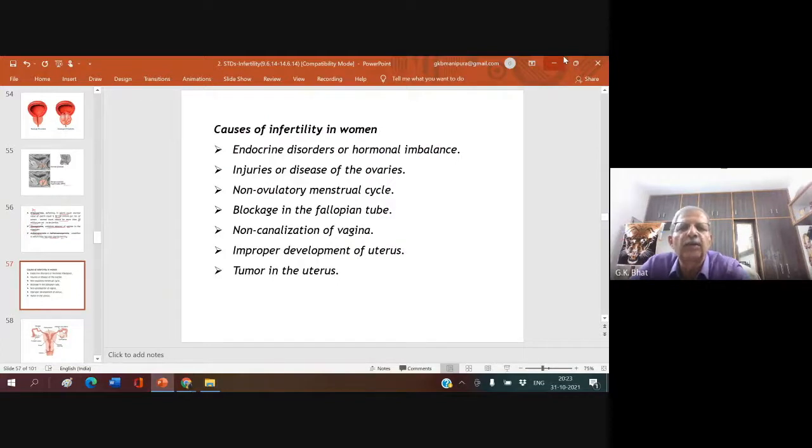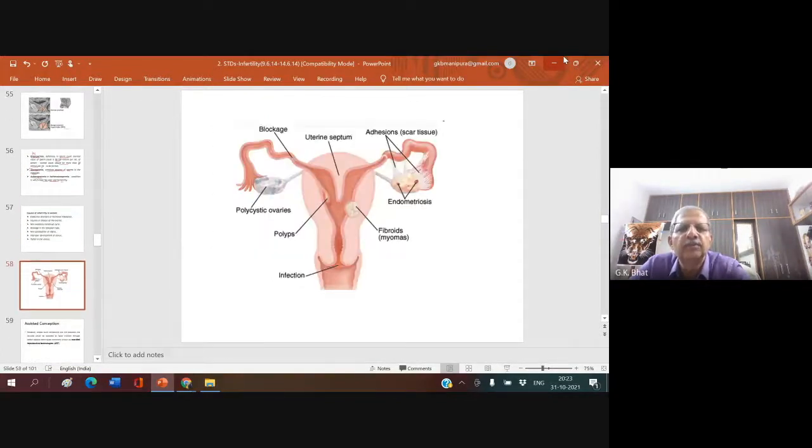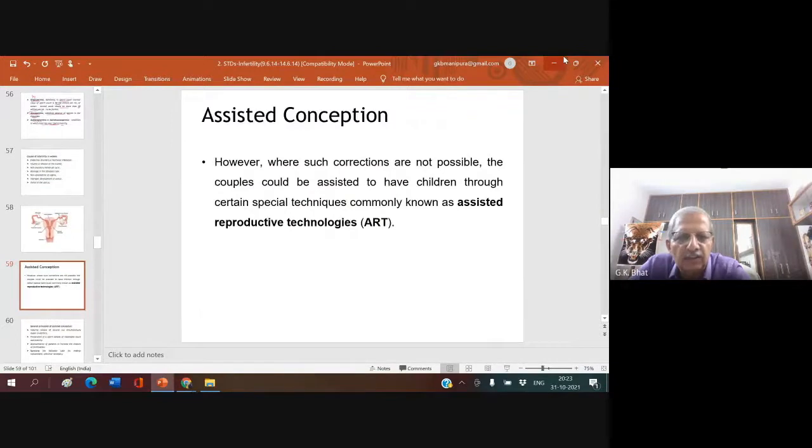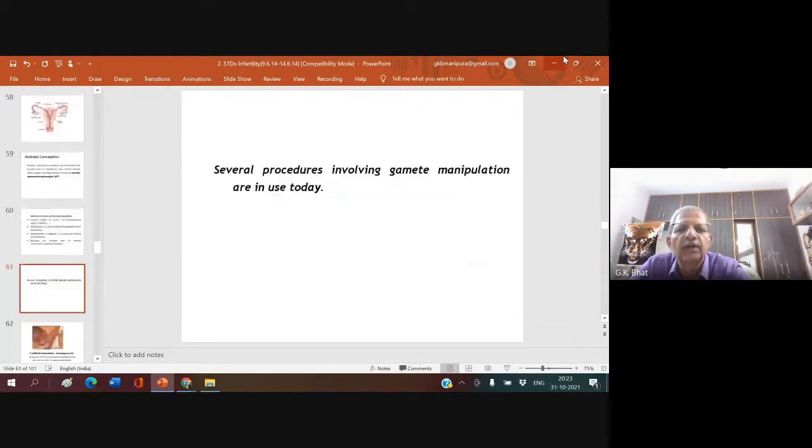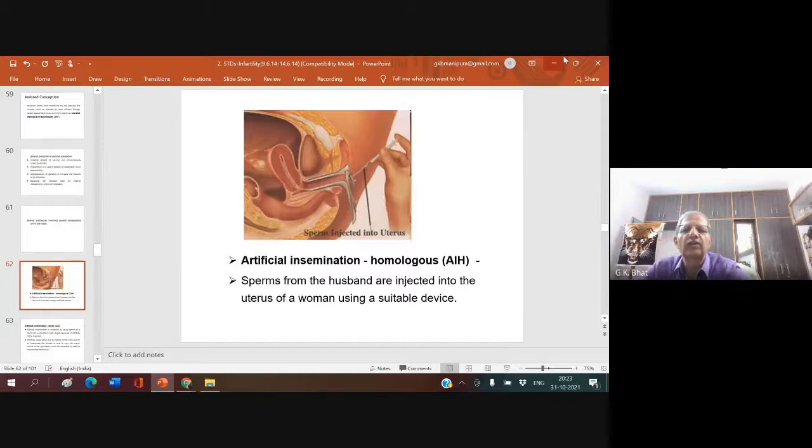So, causes of infertility in women, there are many. Okay. Assisted conception, I have already told you about that. Whenever a man cannot get his penis erected, his sperm can be introduced using a gadget called a catheter. Sperms from the husband are injected into the uterus of the woman using a suitable device. We call it a catheter. The sperms are put here and they will come here, because the man cannot get his penis straight enough.